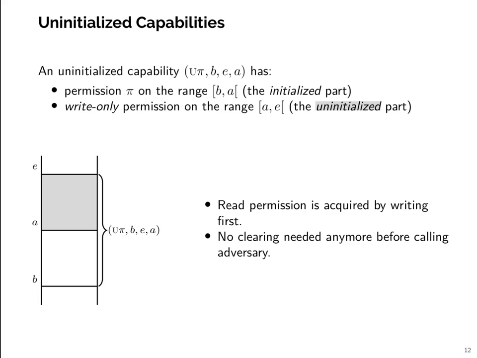So to implement this, Georges and Cortez have proposed uninitialized capabilities, which are a new kind of capabilities such that they have a regular permission on the initialized part between B and A on the picture. And they have a write only permission on the uninitialized part in gray in the picture. And the boundary is going to change each time that A is written to. So uninitialized capabilities can be leveraged so that the memory clearing in the previous slide is not necessary anymore, which makes the calling convention much more usable in practice.